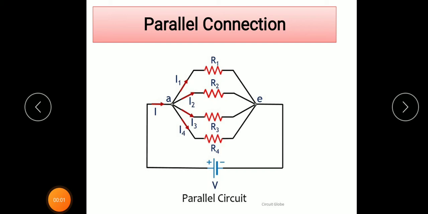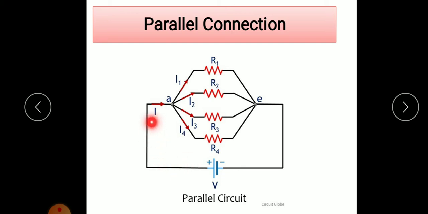Now let us consider a parallel connection. Here you can see 4 resistors R1, R2, R3 and R4. These 4 resistors are connected in parallel to points A and E. So A and E are the common points to which the resistors are connected. And across these points, a voltage V is applied and a current I is flowing through this circuit.